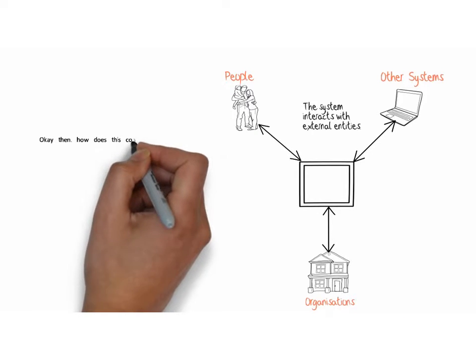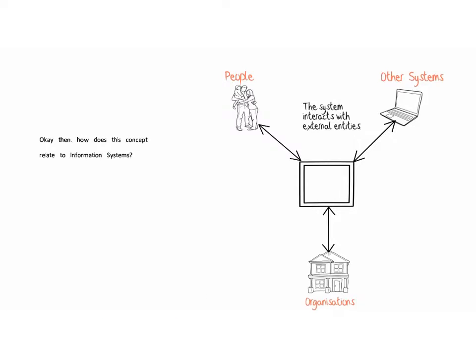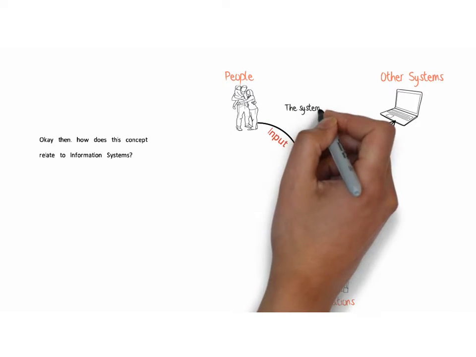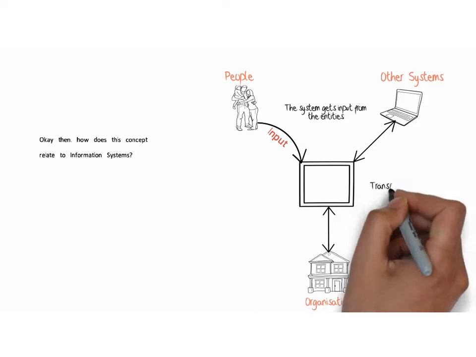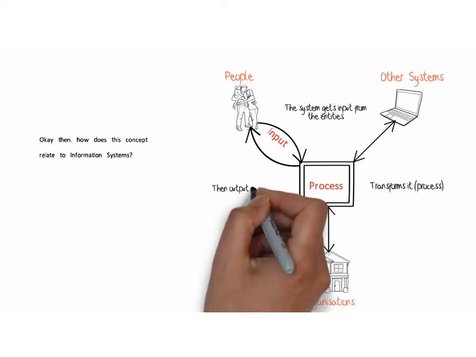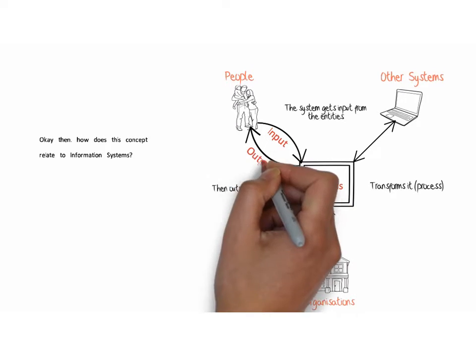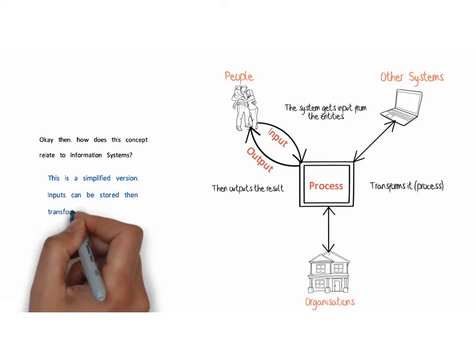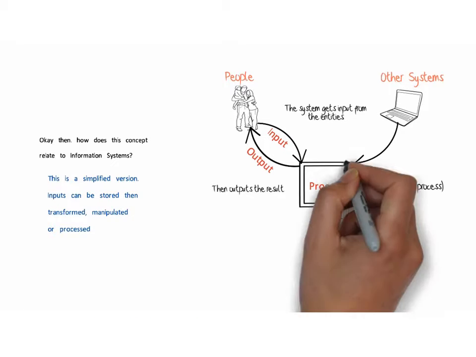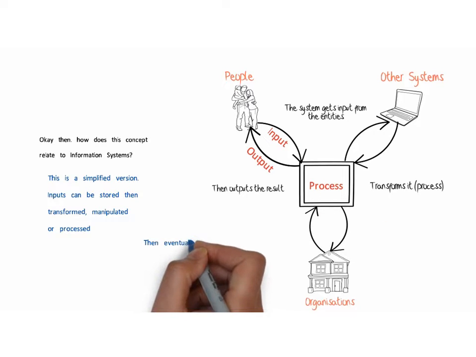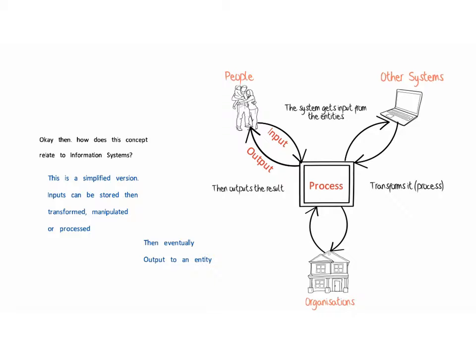Okay then, how does this concept relate to information systems? Let's have a look. We have input, so the system gets input from the entities, whether they are other systems or organisations. It transforms it within the system. So that's the process that it does. Then it outputs the result. Obviously this is a simplified version. Inputs can be stored and then transformed, manipulated or processed. So there you go. It can have it from organisations, other systems or people. Then eventually it outputs to an entity.